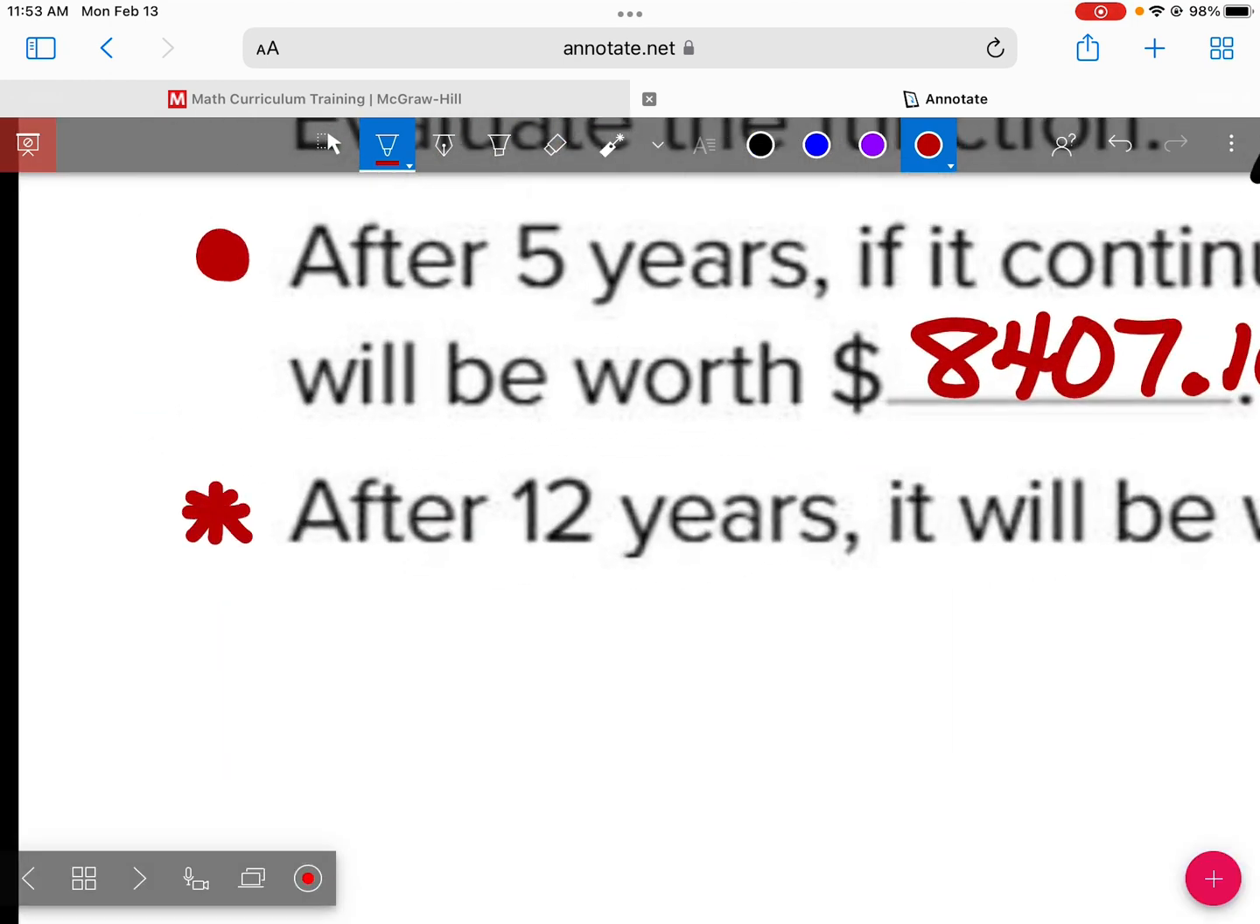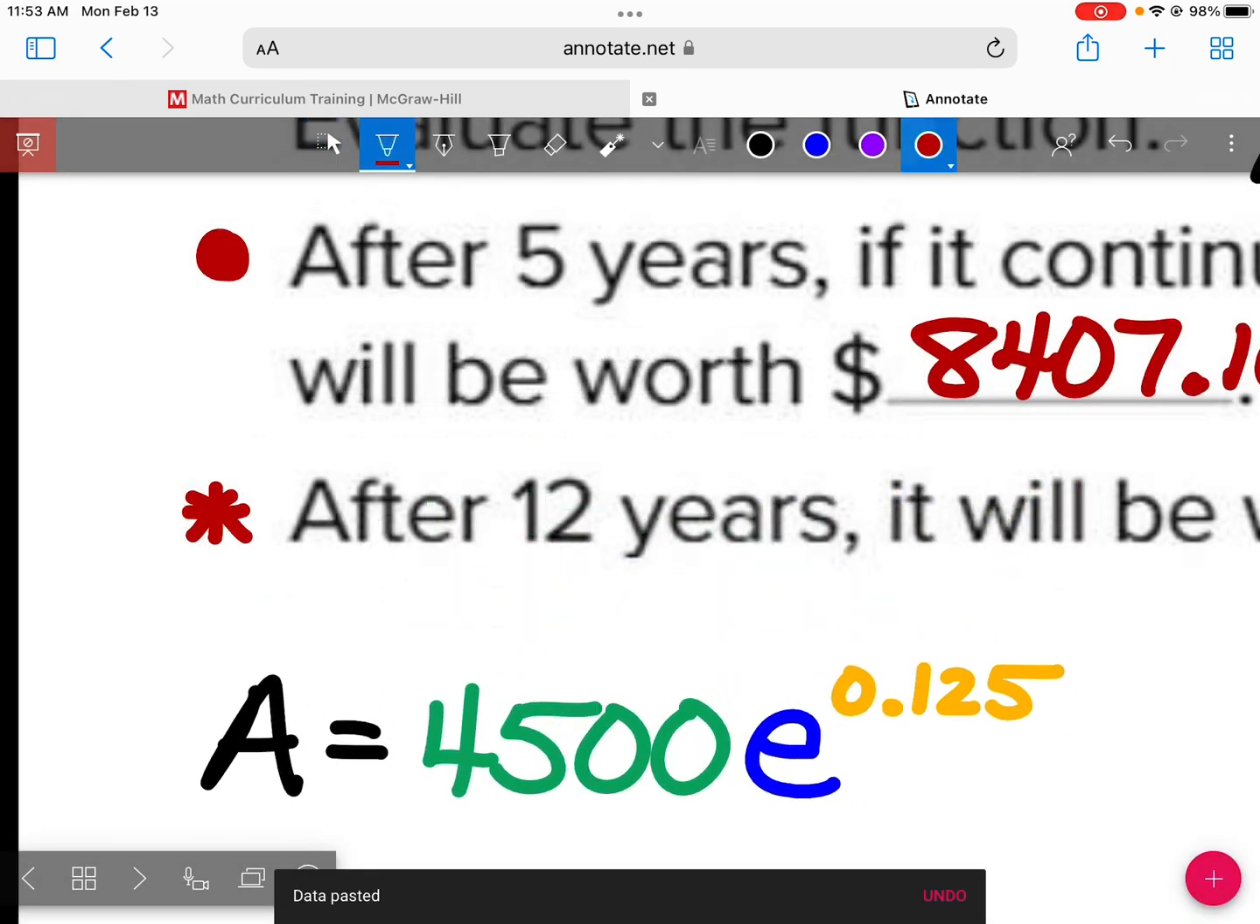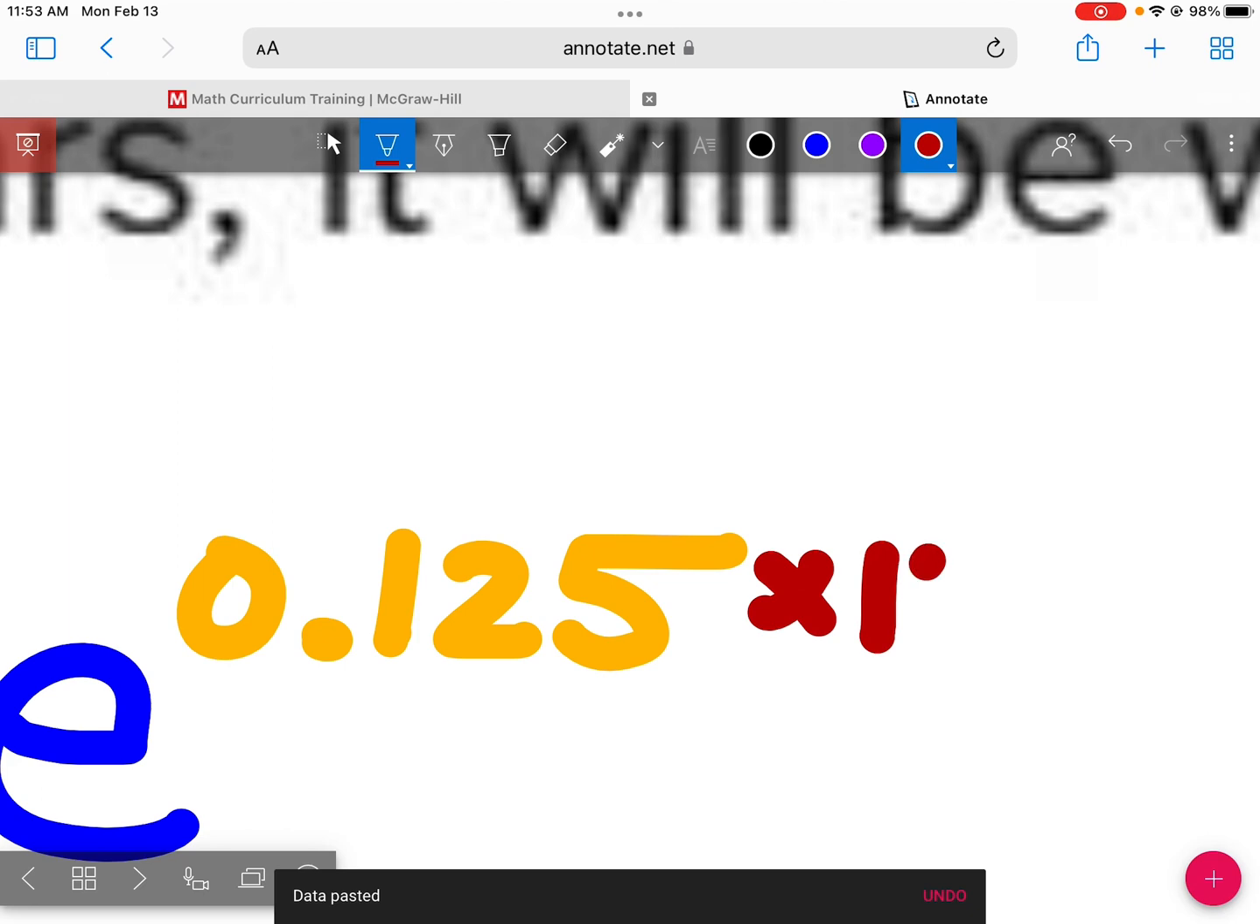What about for the one on the bottom? What's the only thing that's going to be different? The T is 12 years this time. So I have it like this, but then times 12.